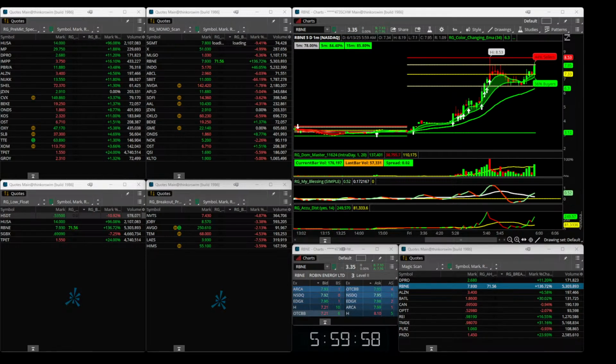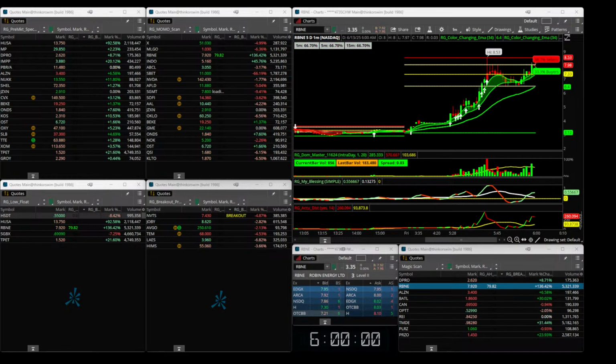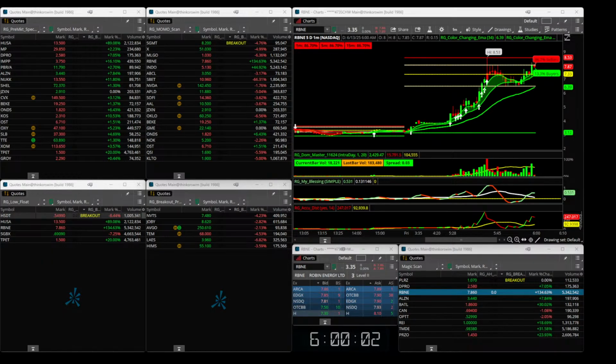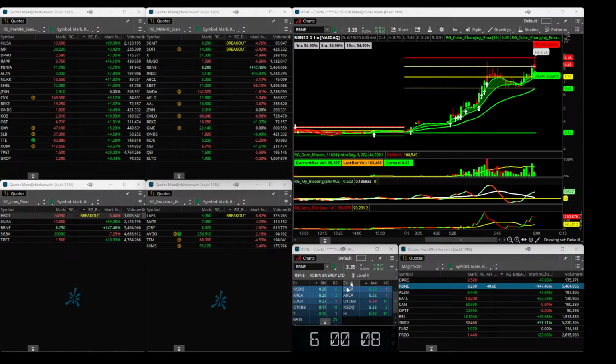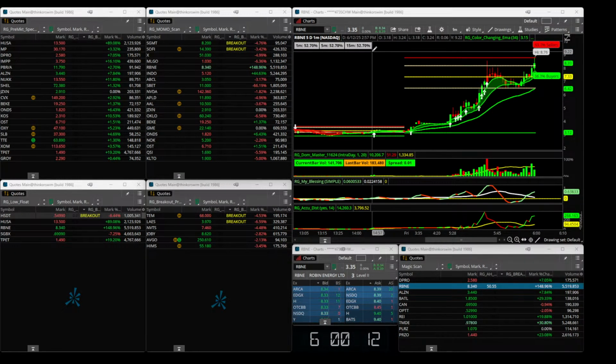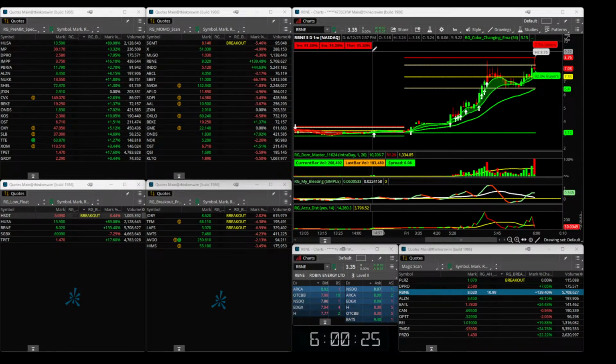RENE looks like it's looking upwards. Got about a second to go. Let's see if it continues. Don't just jump in because it's green. Waiting on all indicators to turn green. Looks like it's already ran its course.